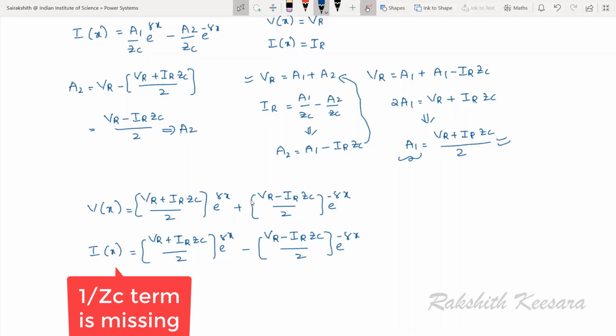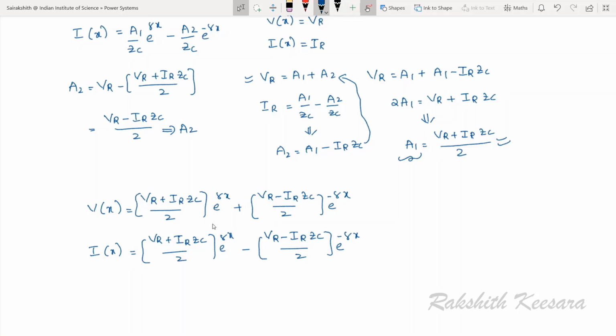Now, to express these equations in terms of ABCD parameters, so what are the ABCD parameters? Vs Is is equal to ABCD into VR IR. We should express Vs and Is in terms of VR and IR. Then we will get ABCD parameters, right? So here, first let me take VR and IR common. What will I get?